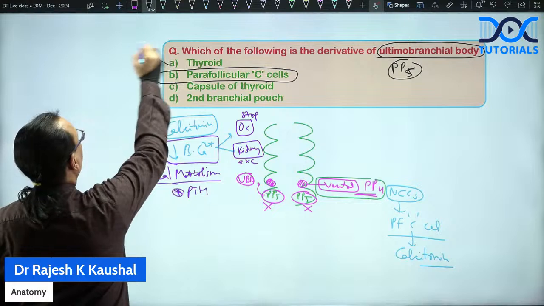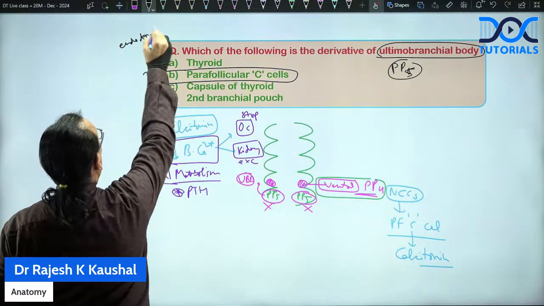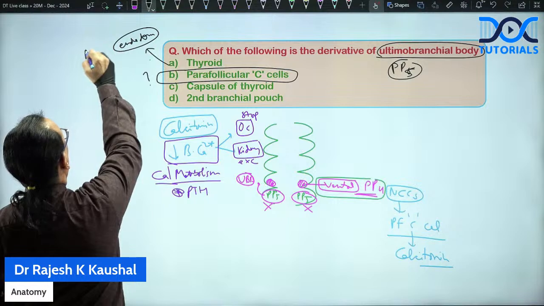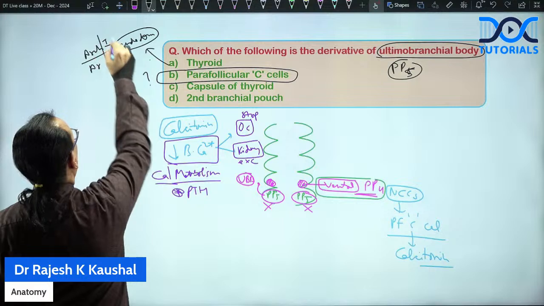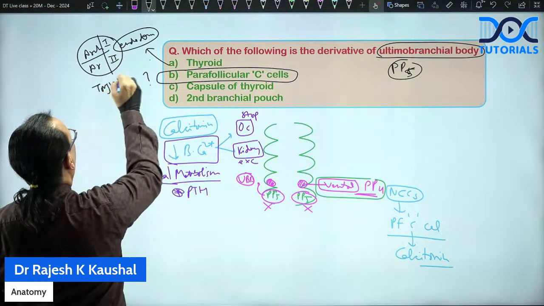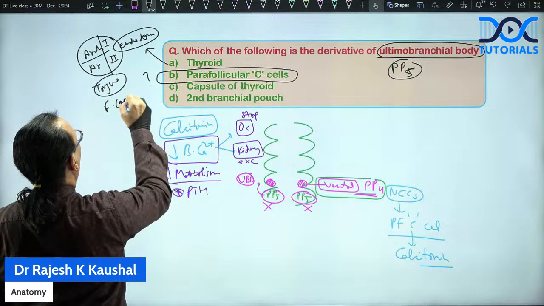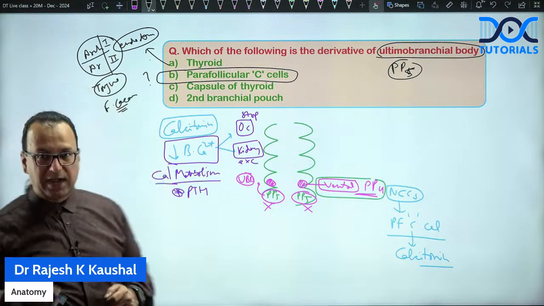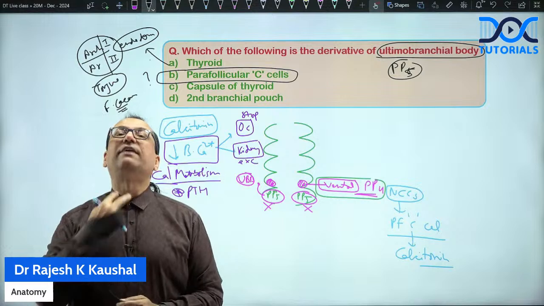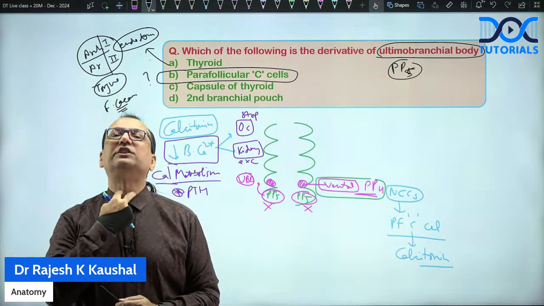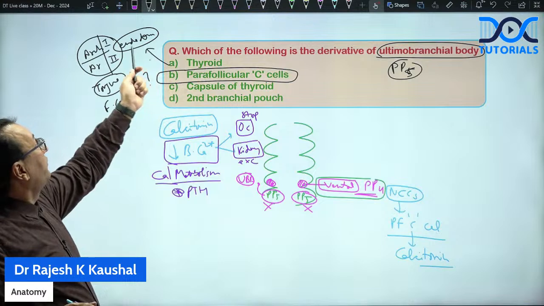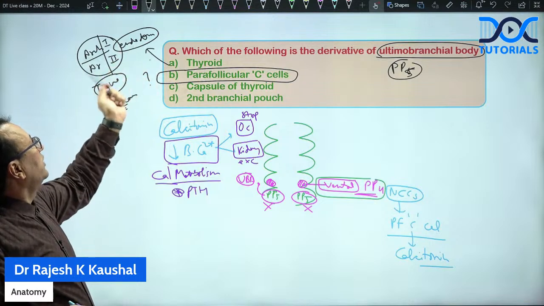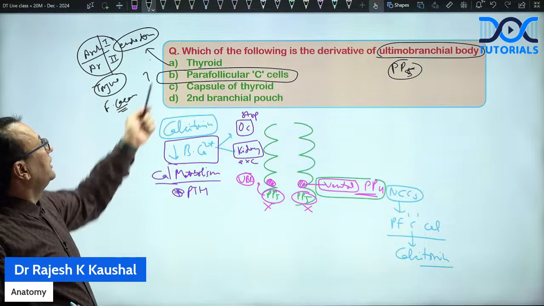Then what about the thyroid? Thyroid gland is endoderm, and it is endoderm at the junction of arch 1 and arch 2. At the junction you will have the tongue developing, and in the tongue you will have the foramen cecum, and in the foramen cecum you will have the thyroid gland developing. Thyroid gland develops from endoderm at the foramen cecum in the developing tongue at the junction of arch number 1 and arch number 2. I'll show you a diagram. A diagram is coming up.